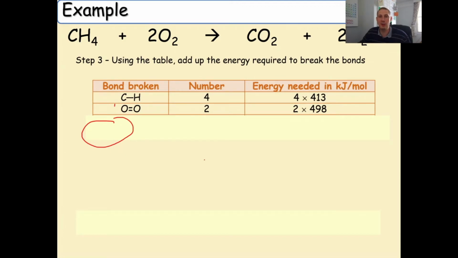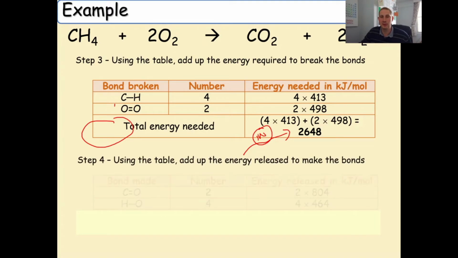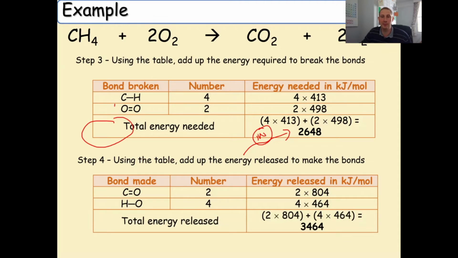So bonds broken, energy needed, total energy that is put in to break the bonds, releasing the energy released when bonds are made, total energy released, so this is the energy out. And instantly, just from our intelligence, we can see that more energy is being released than is being put in, so therefore it's going to be exothermic, it's going to be releasing energy.